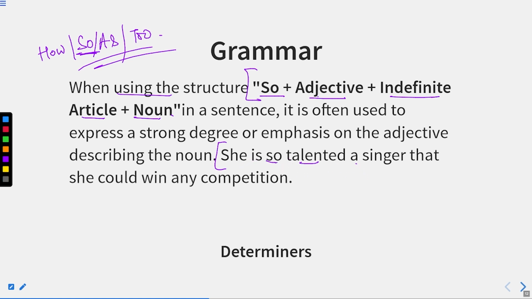She's so talented a singer. Now so is an adverb, talented is an adjective, singer is a noun. Just before it we have used a. She's so talented a singer. It means I'm emphasizing her quality, that she could win any competition. Now let us move to the next one.